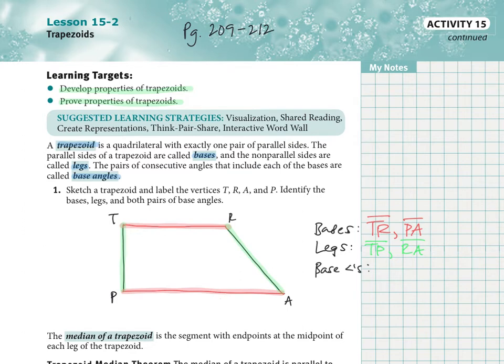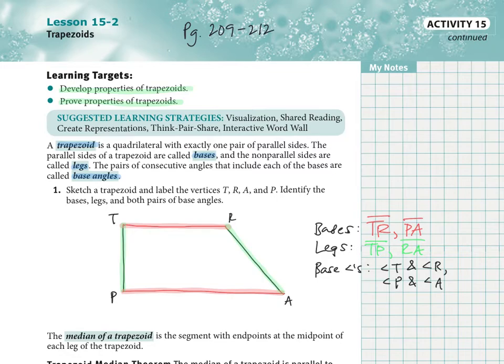So I'm going to label those pairs. We have angle T and angle R. That's one of our pairs. And we're going to have angle P and angle A as our other pair of base angles. Now keep in mind, even though I drew this picture with the bases horizontal, they don't always need to be. This picture could be drawn vertically, or we could have it on a diagonal. So just keep that in mind.